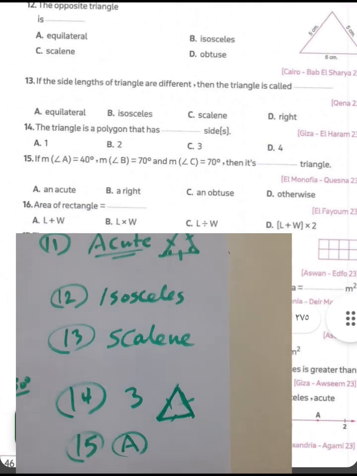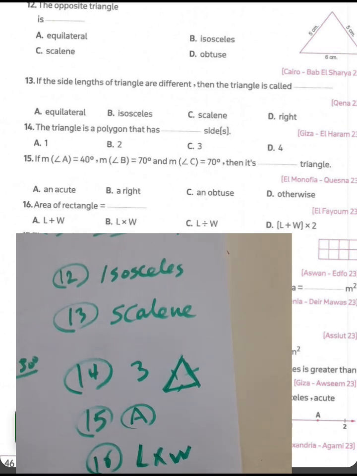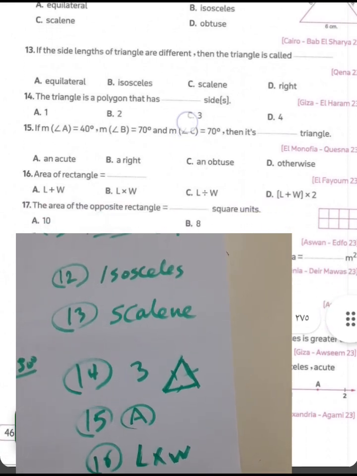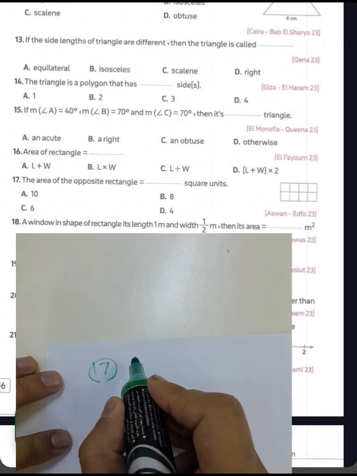The area of a rectangle equals length times width. Choose letter B. Question 17. The area of the opposite rectangle, we can count how many squares are inside this rectangle. 1, 2, 3, 4, 5, 6, 7, 8. Then for question 17, the area will be what? 8 square units. Choose letter B.